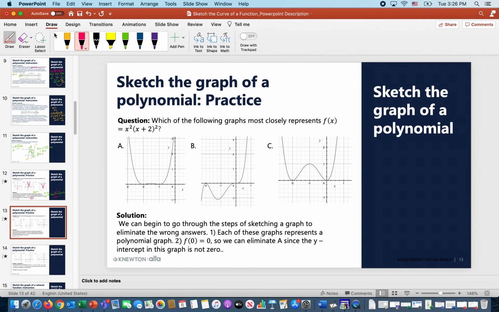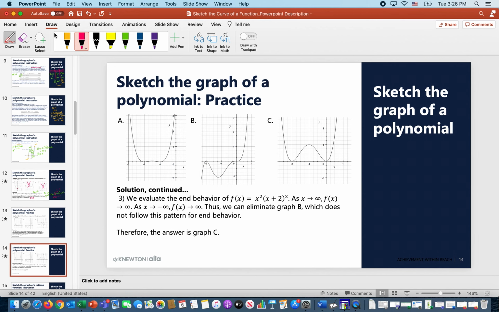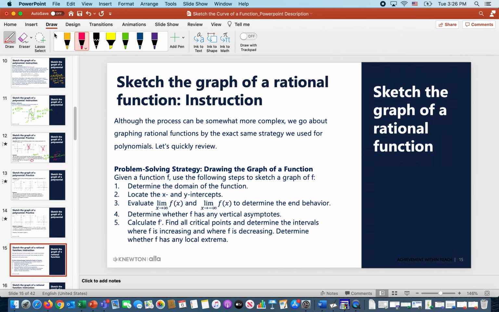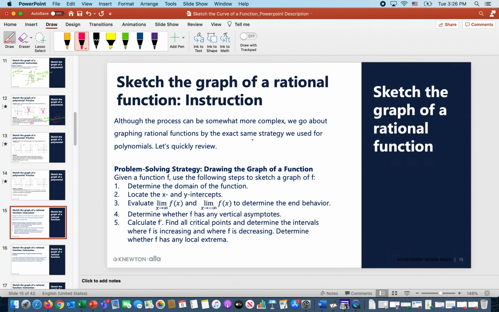There's another PowerPoint that walks you through one that's a little more in depth, okay? So you can take a look at that one, and then come back and we're going to look at how to sketch the graph of a rational function.